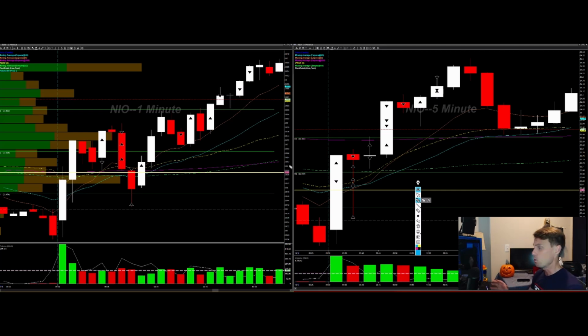Here on Neo, what you're going to see is a few entries. Even though there are a lot of triangles on the screen, I'm going to try to walk you through each of these trades and show you how it's scaled out.